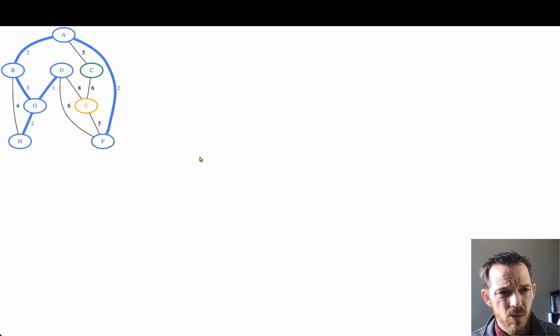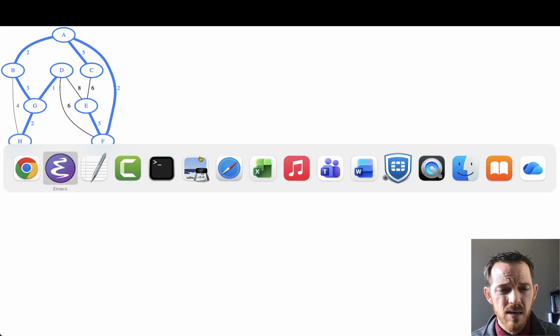Now we're on edges with a weight of 3. Now we're on edges with a weight of 4, but we notice, oh, B and H are already in the same set, so we're not going to include that in our minimum spanning tree. Now we're at 5 and 5, and then we're done.